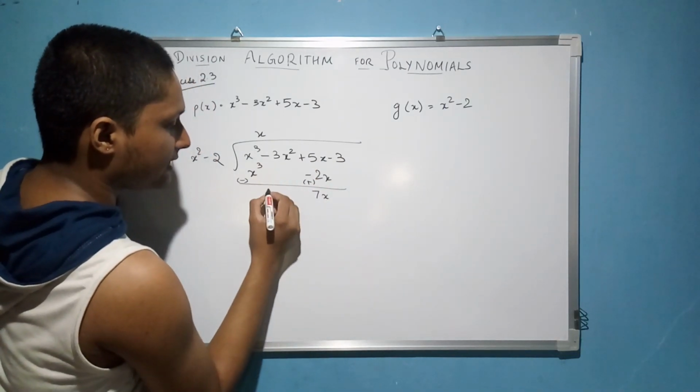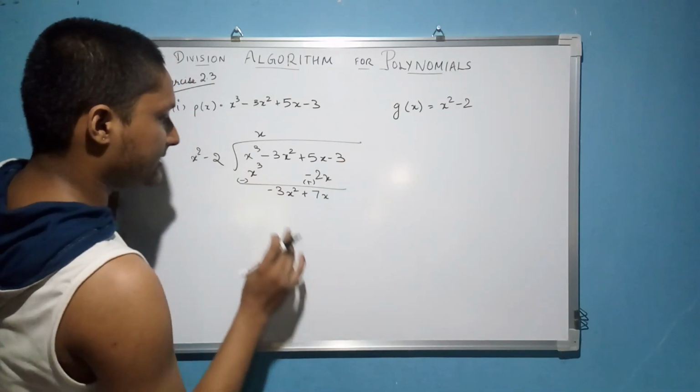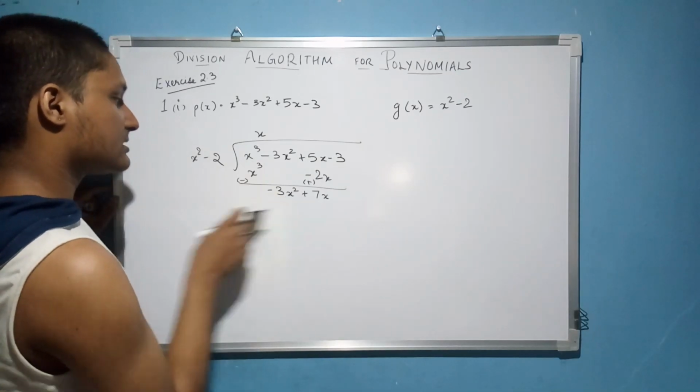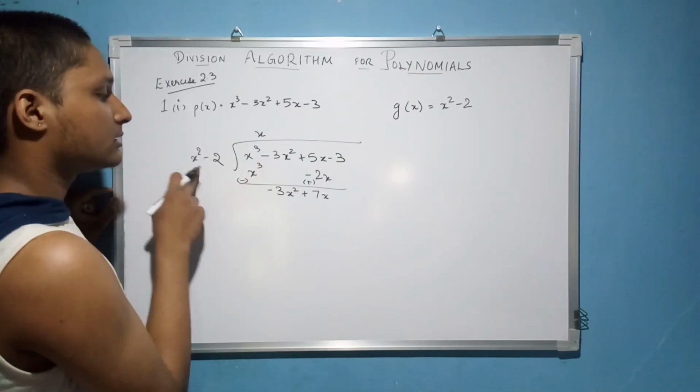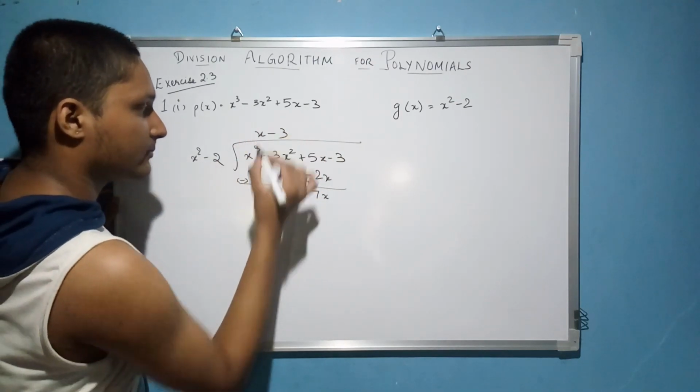This will get cancelled. Now this is 5x plus 2x, that is 7x. Now you have minus 3x square. I'll bring it down here. Okay, minus 3, let it be there itself. So now I need to divide the first term of this by the first term of this. That is minus 3x square divided by x square is minus 3.